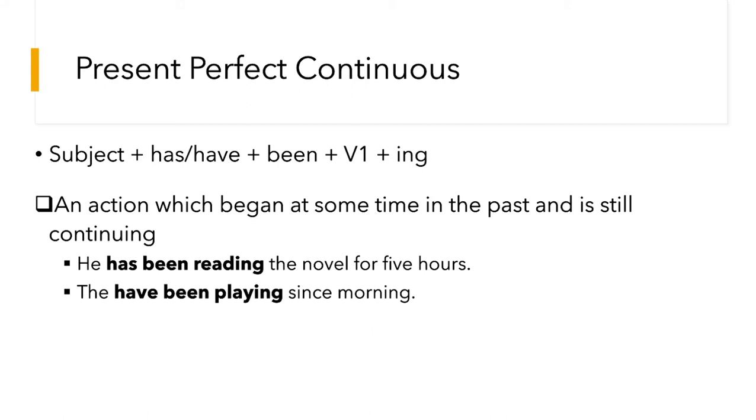Let's take an example. It's very simple. An action which began at some time in the past and is still continuing. So he has been reading the novel for 5 years. That means he's still reading the novel at this present time. He did not finish or stop reading it. They have been playing since morning. So they started playing in the morning, but they didn't stop. They're still continuing playing. So that's why you have to use they have been playing since morning. So in this case, we use present perfect continuous.